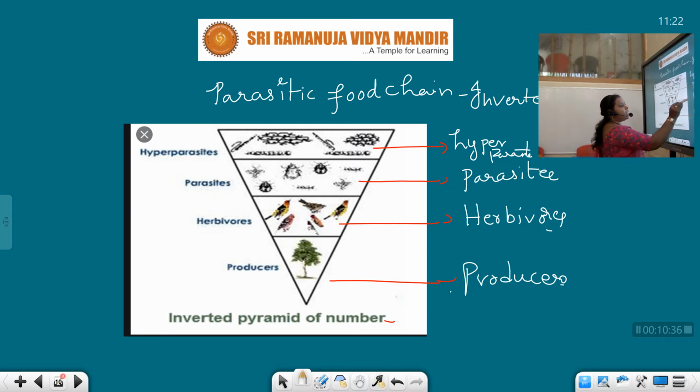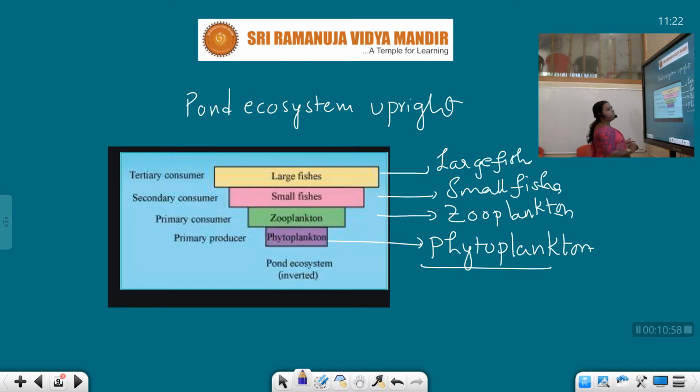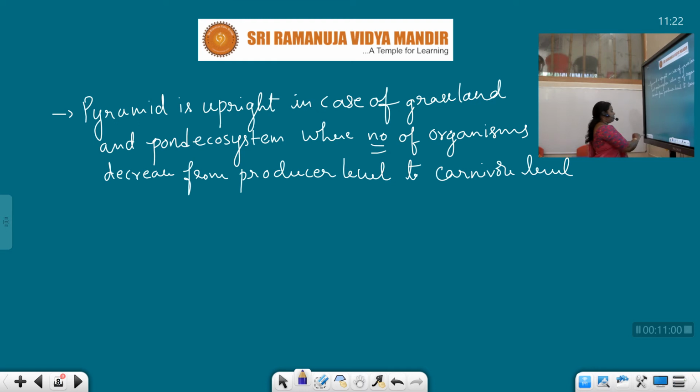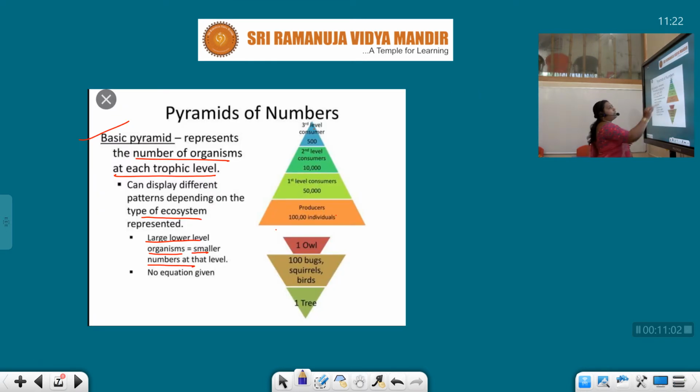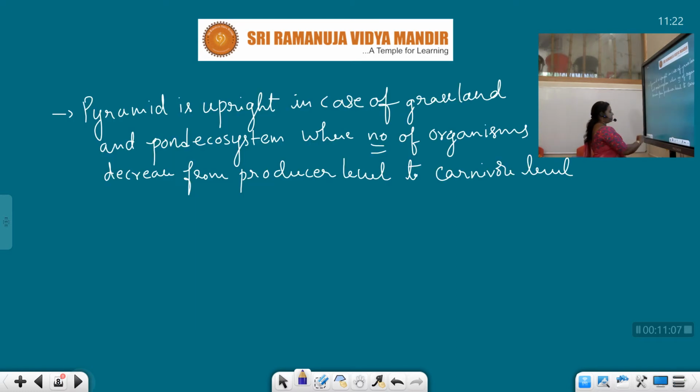Producers are eaten by the herbivores. Herbivores will be eaten by the parasites. Again, they will be eaten by the hyperparasites. This is the inverted pyramid. You just see the pyramid, students. It is the inverted pyramid. Okay. In the previous case, we have seen the upright pyramid. Okay.